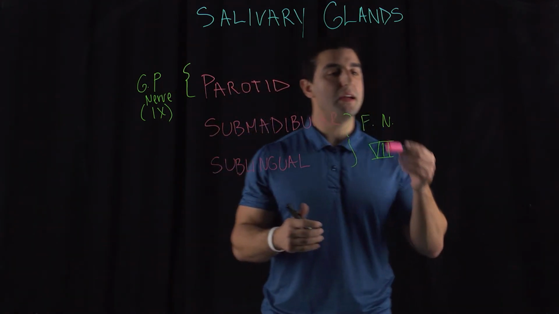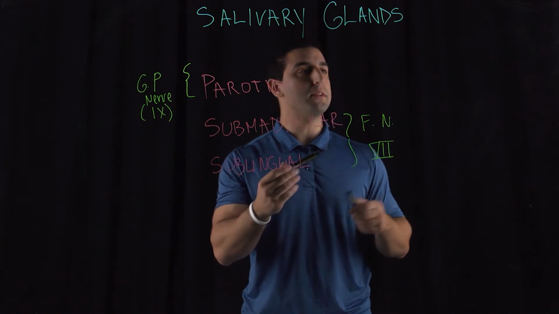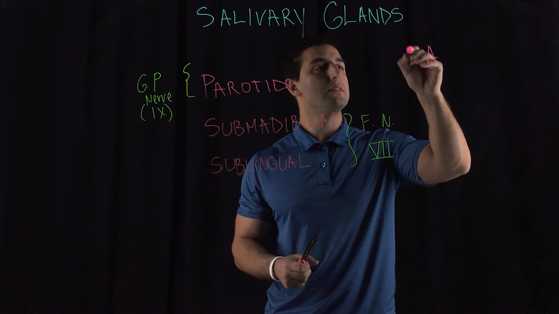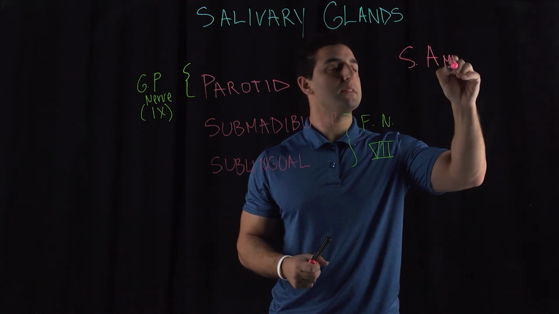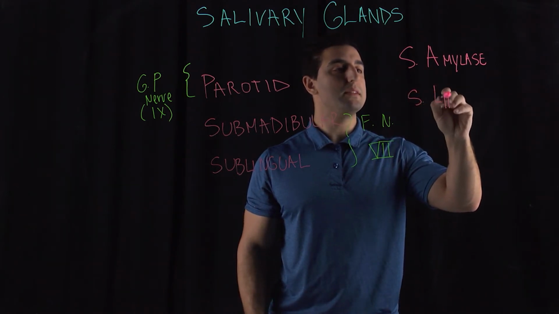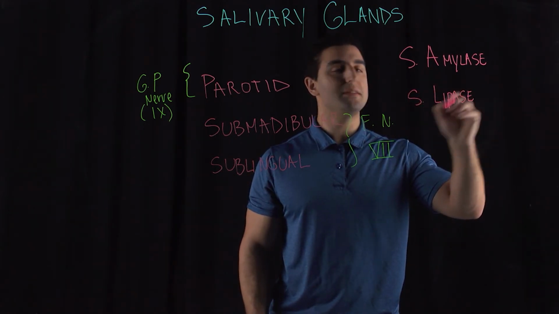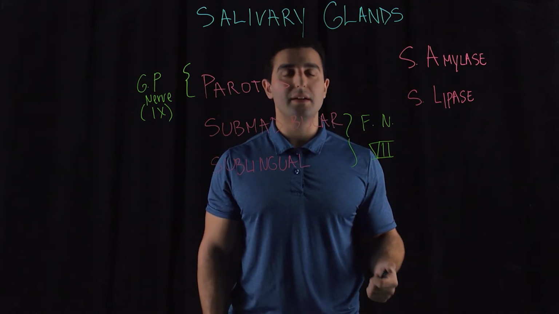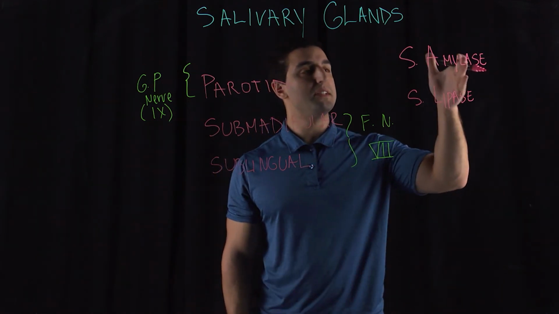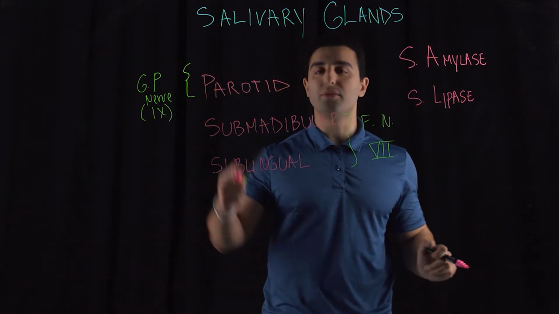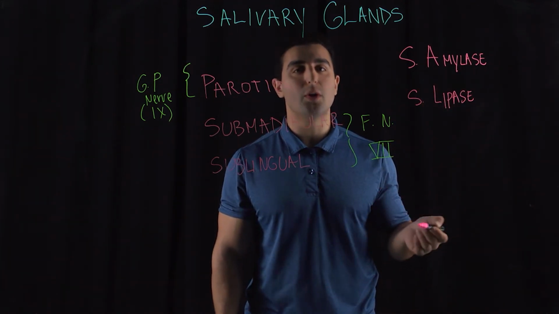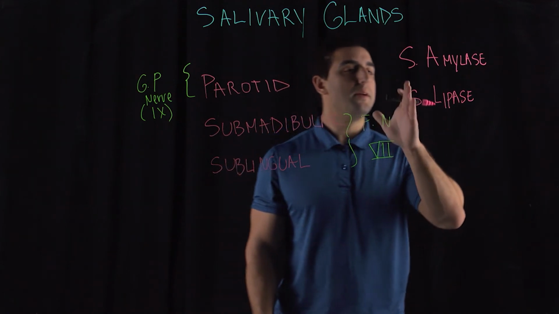So two specific enzymes that I want you to really focus on are salivary amylases and salivary lipases, right? I kept saying digestion doesn't begin in the stomach, right? Again, big misconception. Digestion actually begins in the oral cavity, specifically with these two enzymes that are secreted from the salivary glands. Salivary amylase's main function is to break down carbohydrates, specifically the starches.